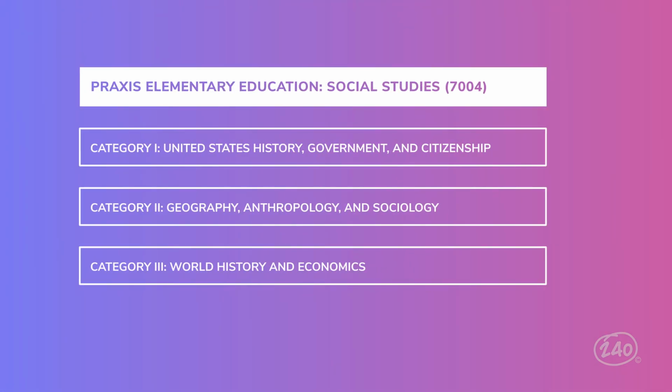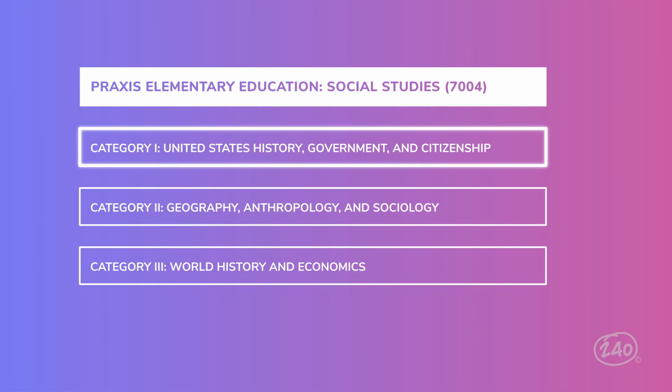Now, the Praxis Elementary Education Social Studies subtest consists of 3 categories that actually put multiple categories together. But you'll see what I mean. Let's go ahead and talk about some key concepts now, starting with our first category: United States History, Government, and Citizenship. This section has 25 questions.